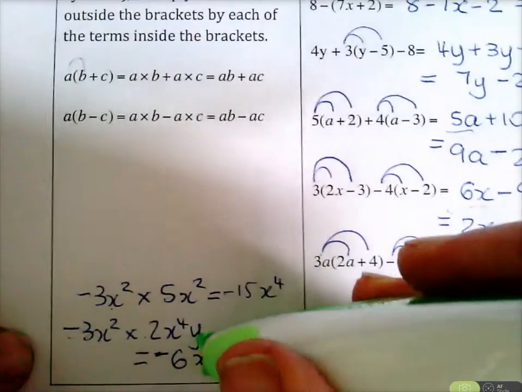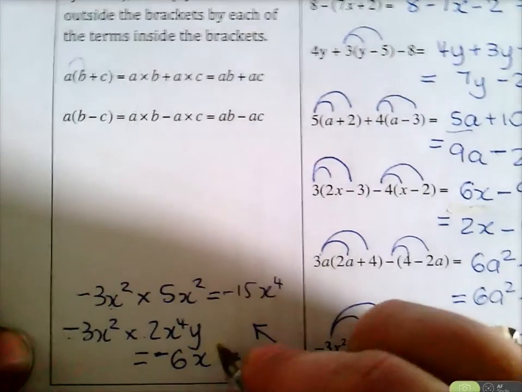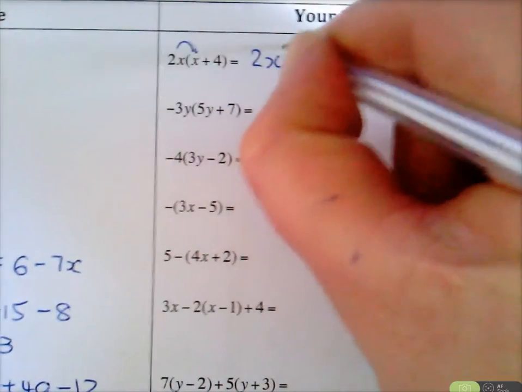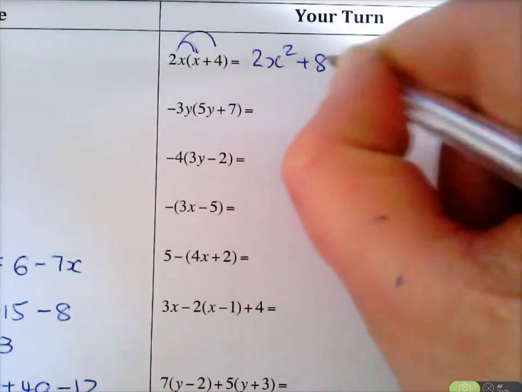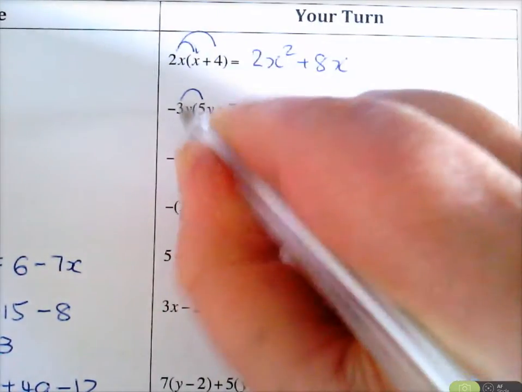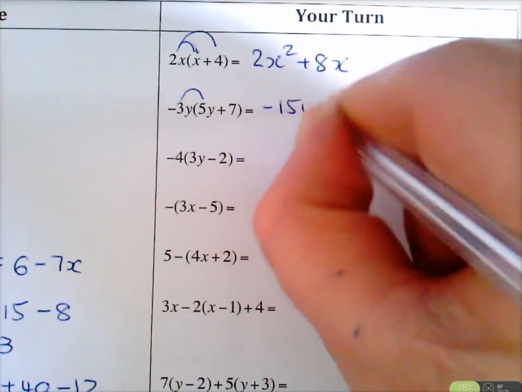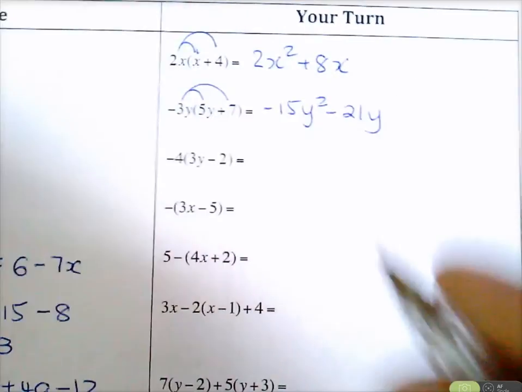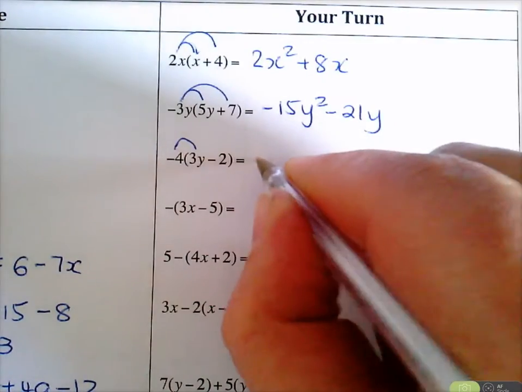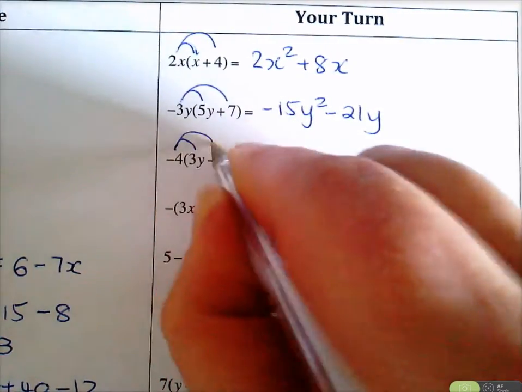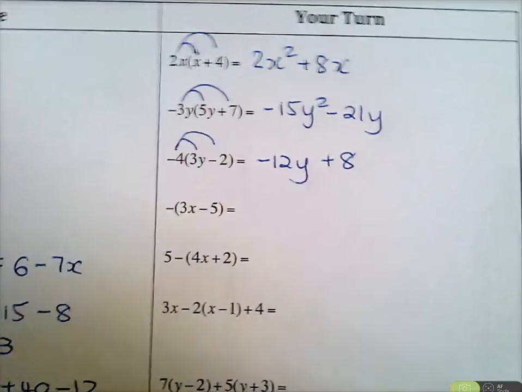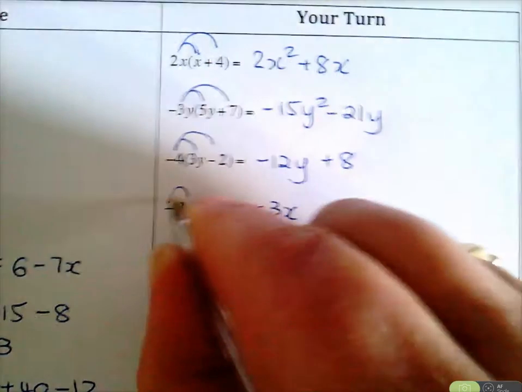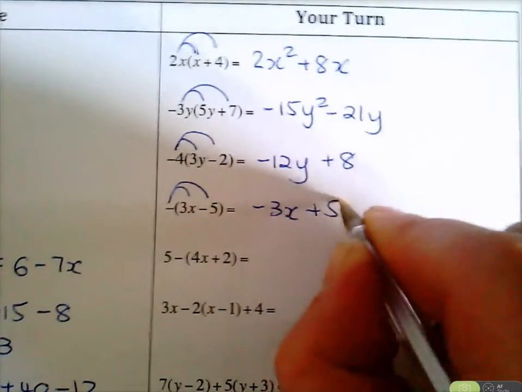Okay, girls, can you please try your turn on your own? It says here, 2x times x is 2x squared, 2x times 4 is plus 8x. The next one, negative 3y times 5y is negative 15y squared, negative 3y times 7 is minus 21y. The next one, negative 4 times 3y, negative 12y, negative 4 times negative 2 is plus 8. The next one, negative 3x and negative 5 is plus 5.